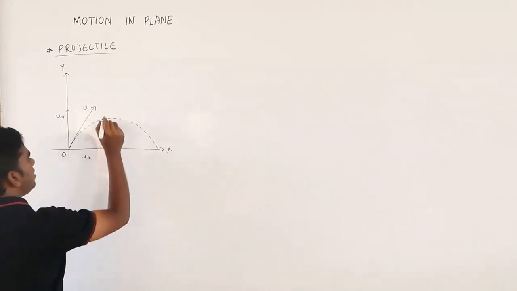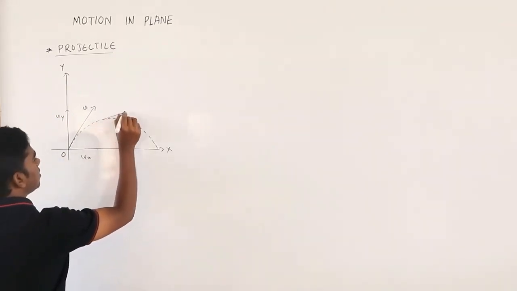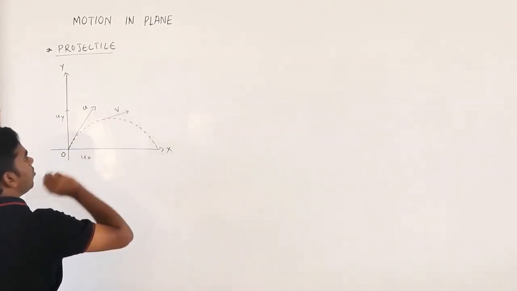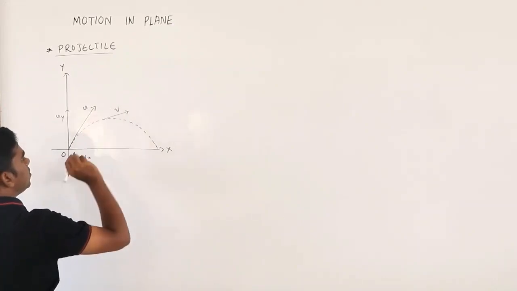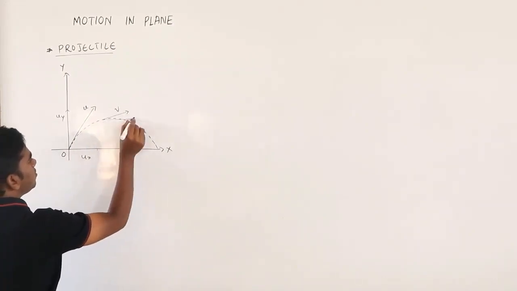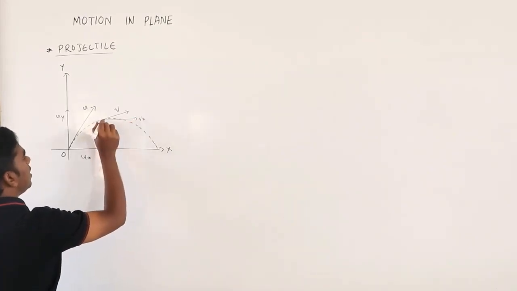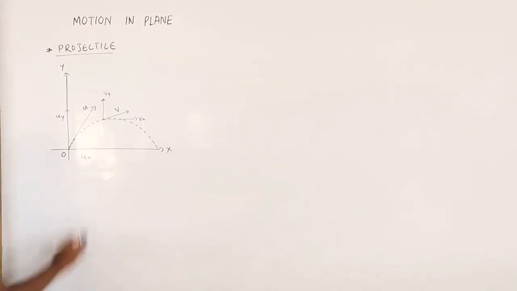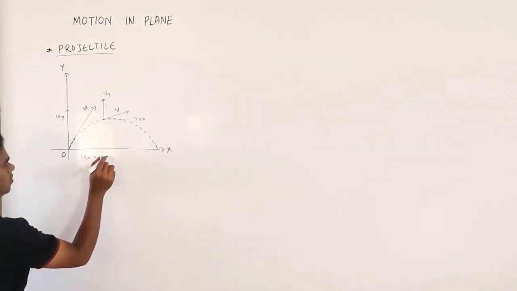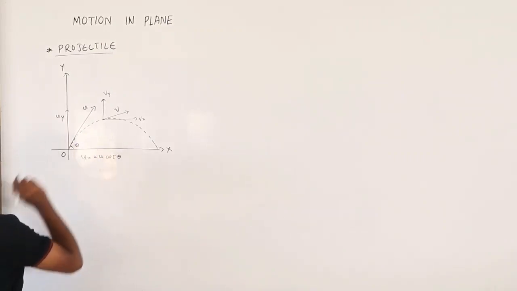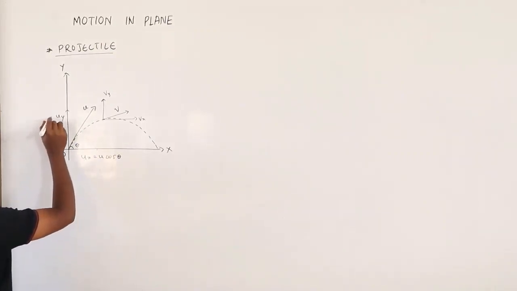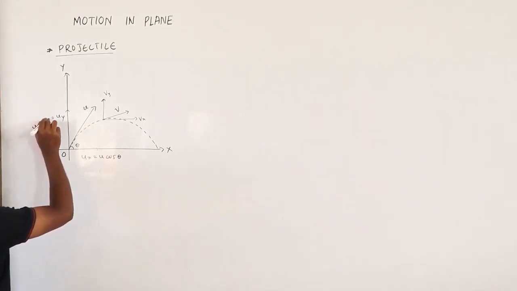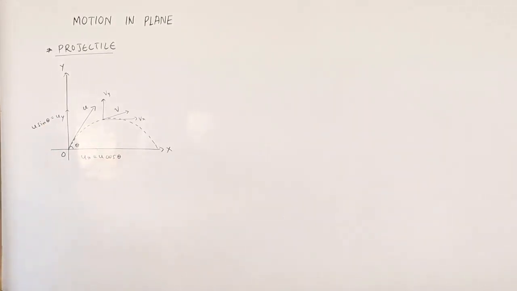So after time t, when the projectile comes over here, the velocity will become v. Its components will become vx and vy. As you know, ux is nothing but u cos theta, because this is theta. Then uy is nothing but u sin theta. All these things we have discussed in our last discussion.